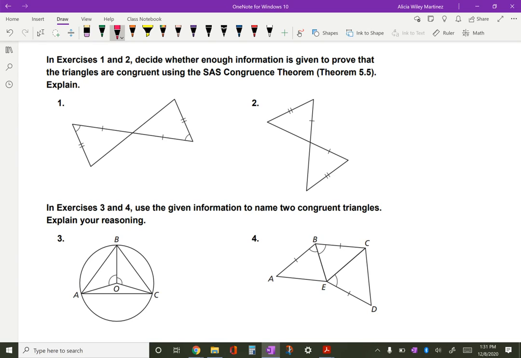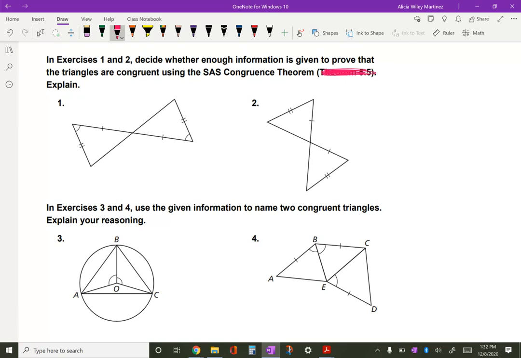Okay? All right. So it says in numbers 1 and 2, decide whether enough information is given to prove that the triangles are congruent using the SAS Congruence Theorem. So you can see that they use that abbreviation. That's fine. I'm not even going to worry about the theorem number. Okay, and then it says explain, and I'll sort of just explain that to you.